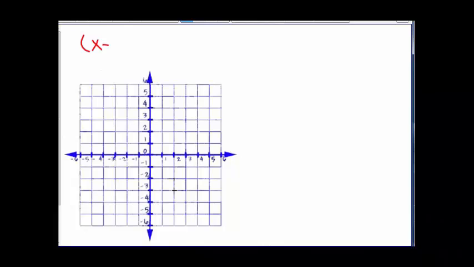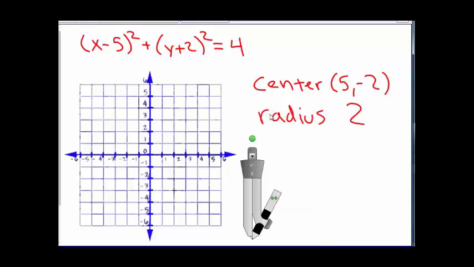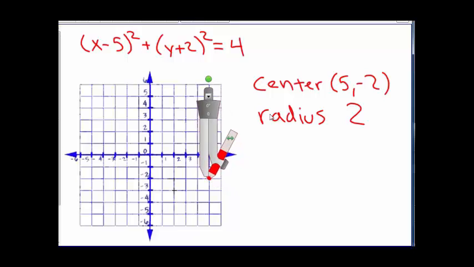So let's go ahead and take a look at another problem where we move the center of the circle to a different location. So if we take a look at this, we can see that our center is going to be at positive 5, negative 2, because the inside lies. And the square root of 4, well, that's 2. So our radius is 2 units. So we go to 5, negative 2, and that's where our center will be at. And then we make our radius of 2 units, and we draw our circle.